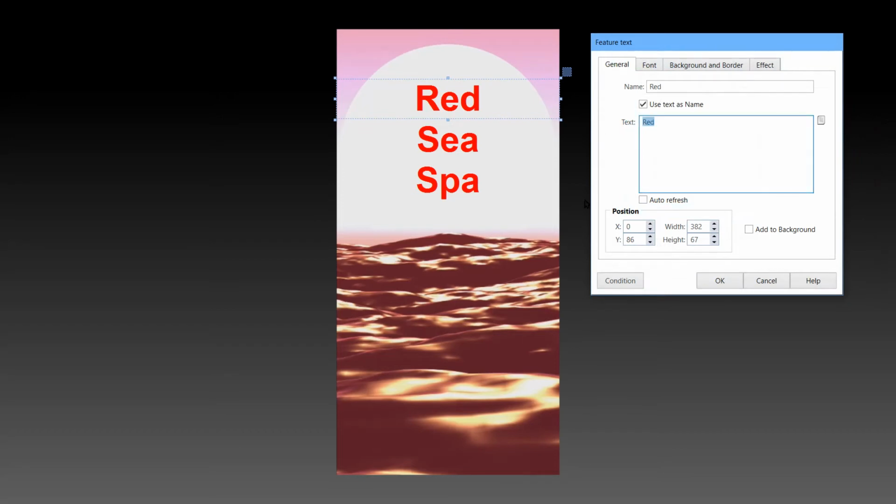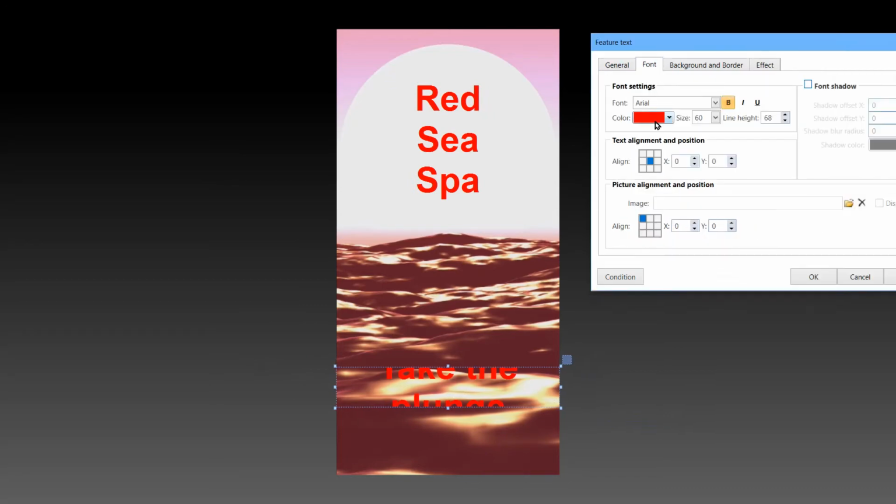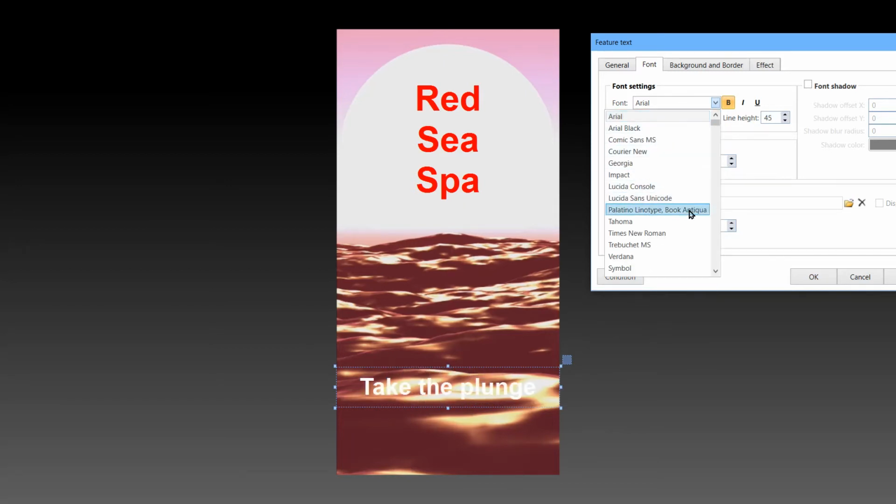Now I'll put up some final text. Since I already have a text box in the right size, I'll copy and paste the first one to the end of the list. Now I'll edit this text and change it. Let's make the font color white and size 40 and set it to a script font.